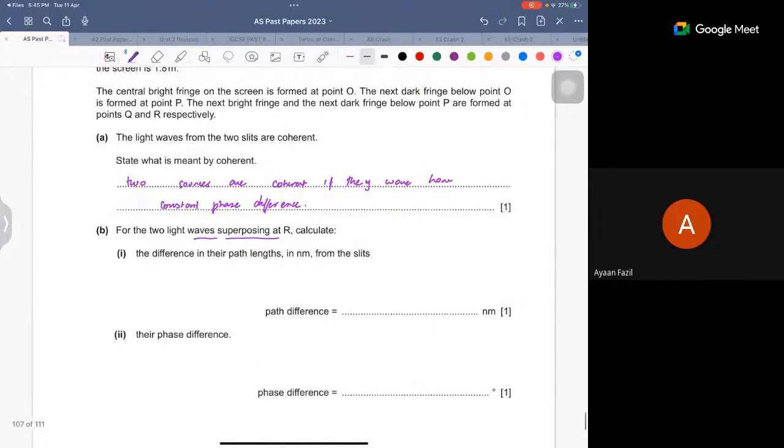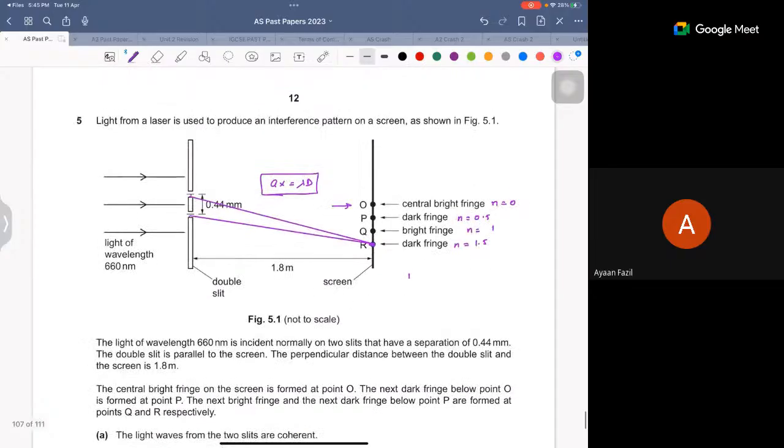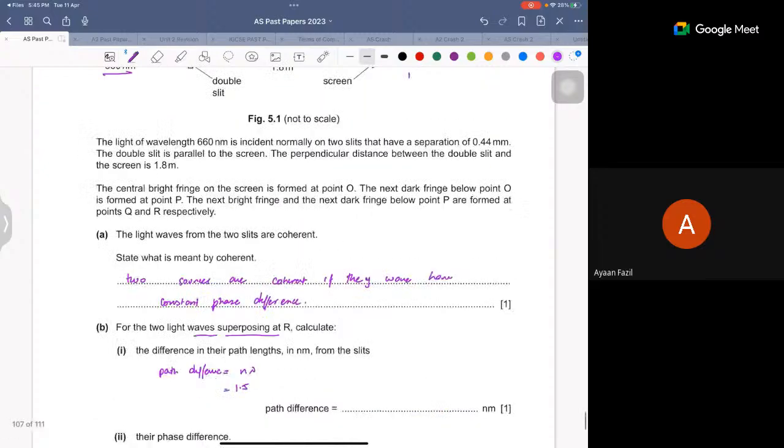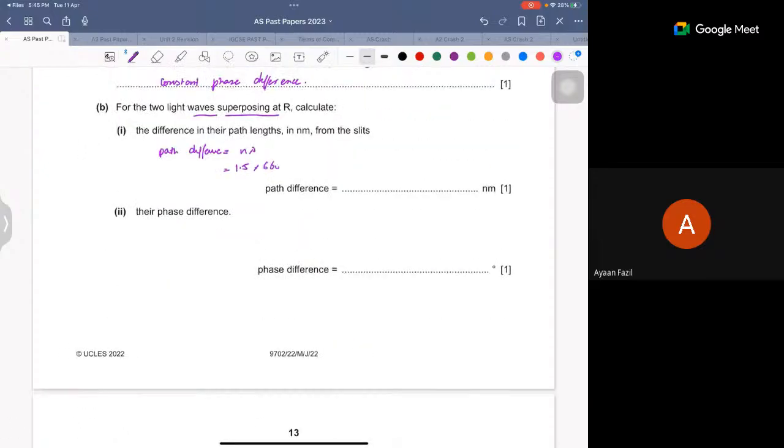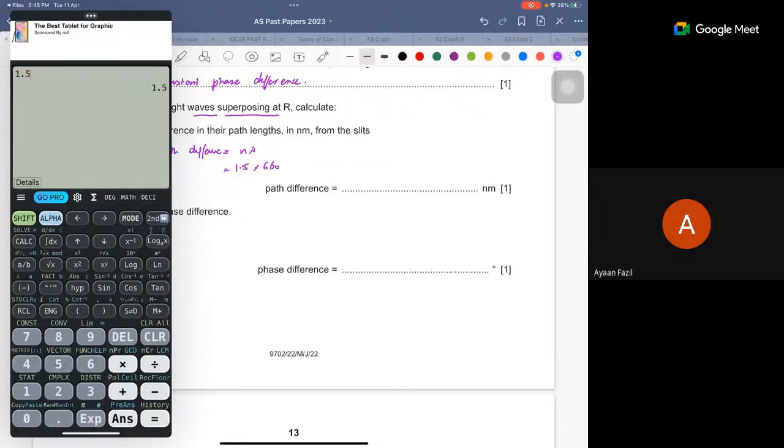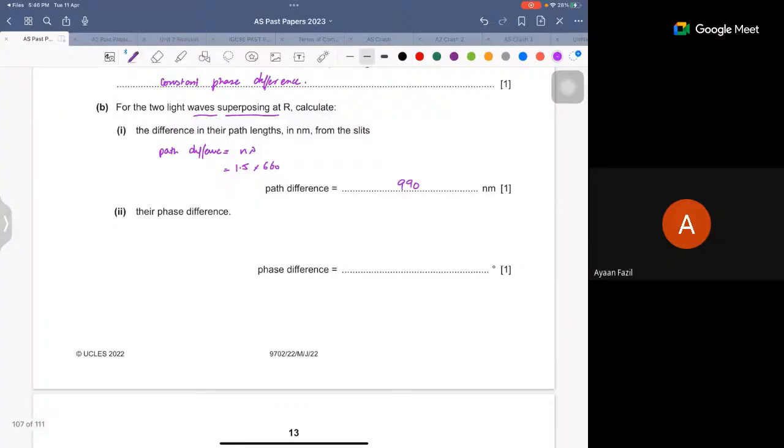Now what do we need? We need the path difference. Path difference is equal to n lambda. So n is 1.5 at R, and the wavelength is 660 nanometers. So I'm going to multiply by 660. It is in nanometers, so I don't need to change it. So the path difference is 990 nanometers. It's this simple.